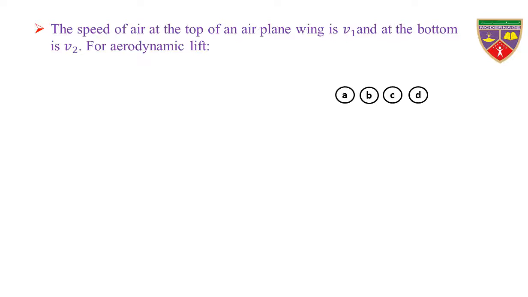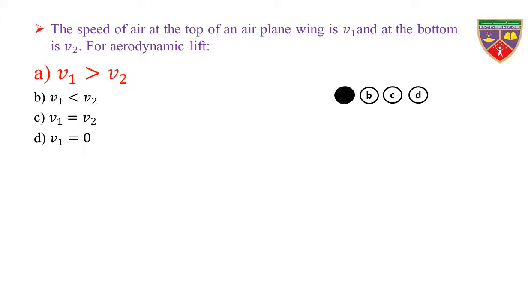The speed of air at the top of an airplane wing is V1 and at the bottom is V2. For aerodynamic lift, option A, V1 is greater than V2, option B, V1 less than V2, option C, V1 is equal to V2, option D, V1 is equal to 0. The key is V1 is greater than V2. Therefore, the correct option is A.